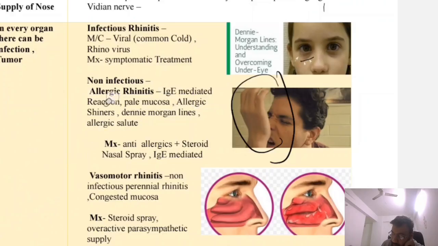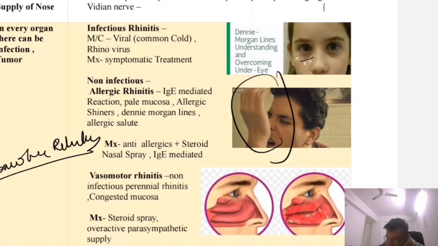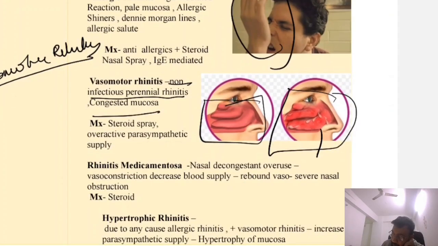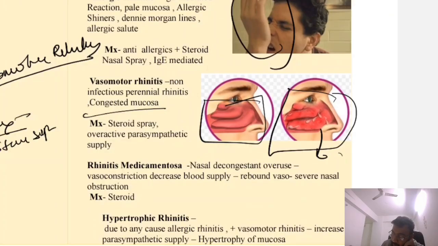Now next is vasomotor rhinitis. So what is vasomotor rhinitis? It is non-infectious, non-allergic rhinitis. You can see this patient, this is normal mucosa, and this is hypertrophic rhinitis. Vasomotor rhinitis is the non-infectious non-allergic rhinitis, and you will find congested mucosa. How will you treat this patient? By giving a steroid spray. It is due to overactive parasympathetic supply, which leads to vasomotor rhinitis.